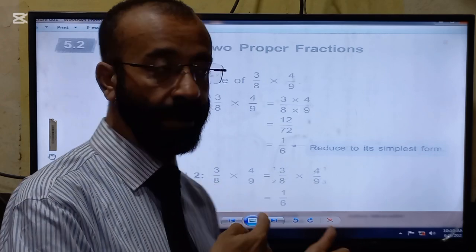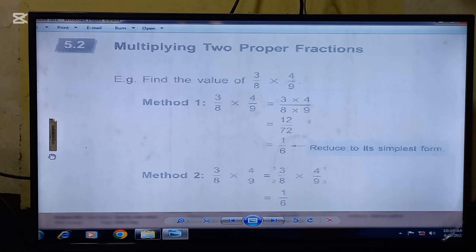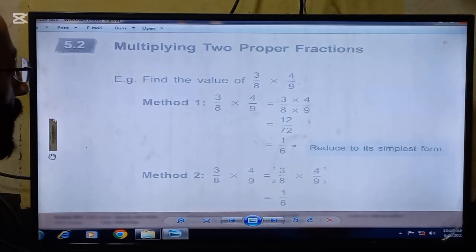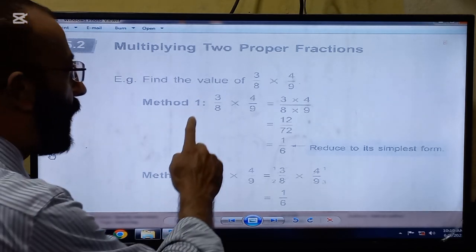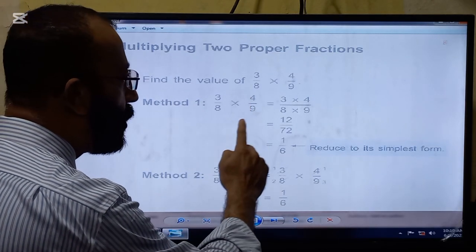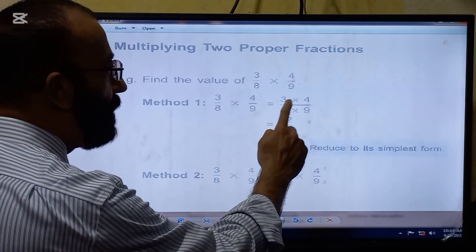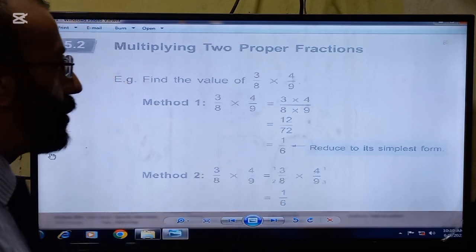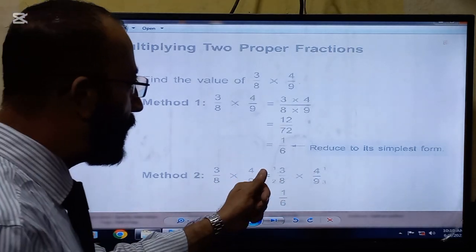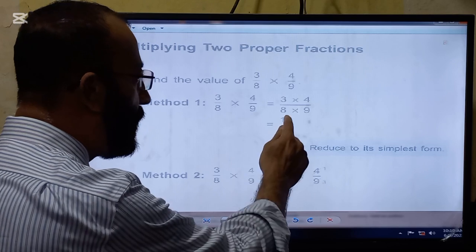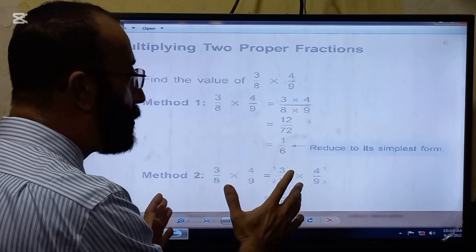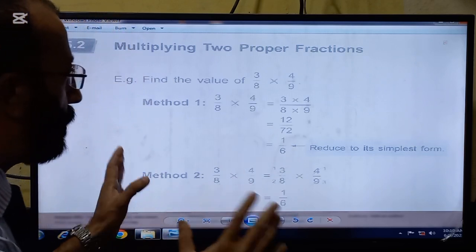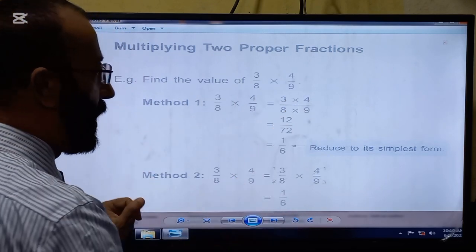So learn the techniques. For example, here is a question. Find the value of 3 by 8 multiplied by 4 by 9. The first method is to directly multiply the numerator with the numerator and denominator with the denominator. So 3 multiplied by 4 is 12 and 8 nines are 72. After that, cancel the values. These two values come in the table of 12. So 12 ones are 12 and 12 sixes are 72. So this is the answer. So the method is first multiply, then cancel.